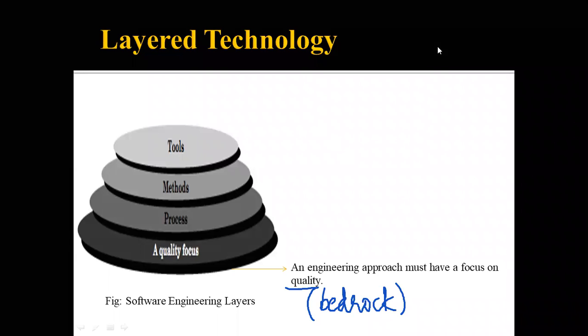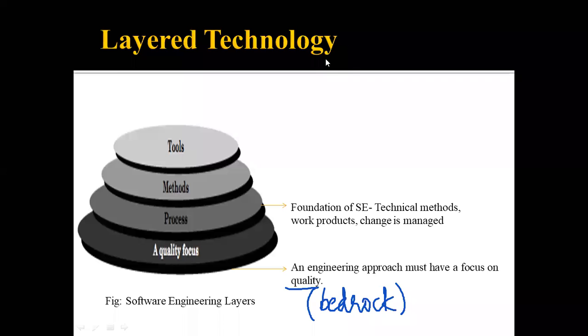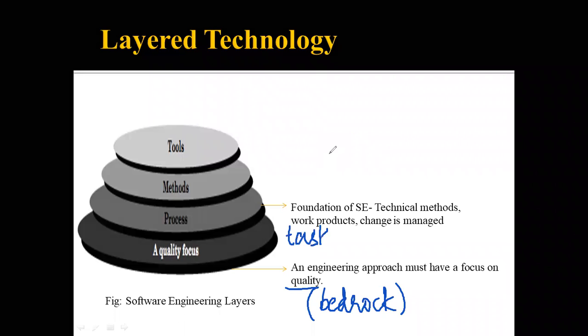Then the next one is a process. What is a process? Within this process, you're going to identify the different tasks that are going to be added within this software engineering. What are the different tasks that you're going to perform so that a particular product is made? One more thing is that this process is going to act as a glue between all these layers. You can have all these layers connected.